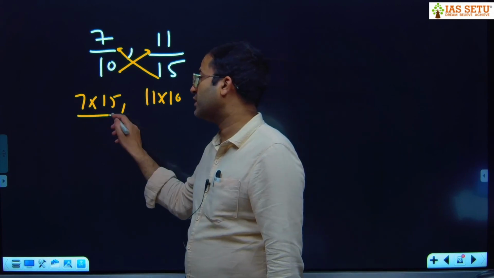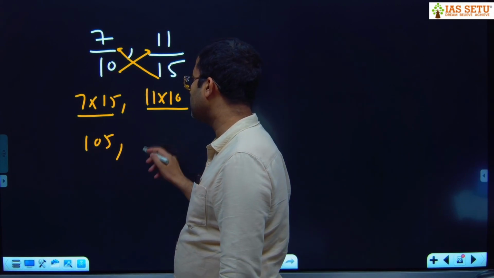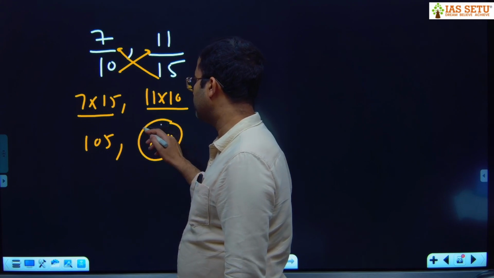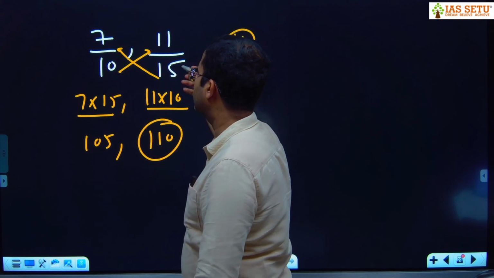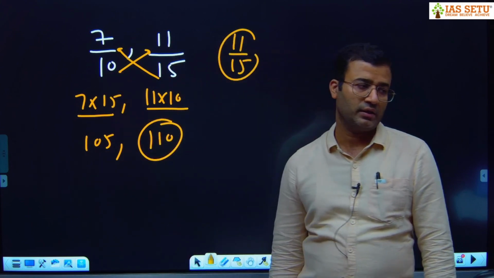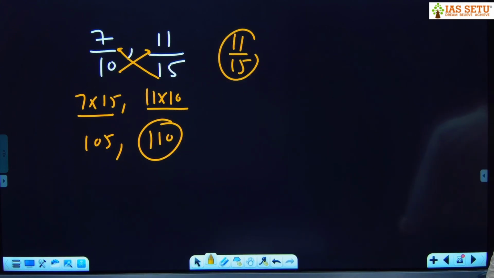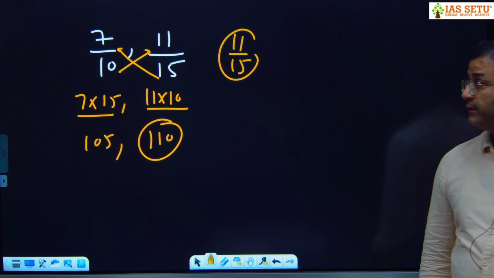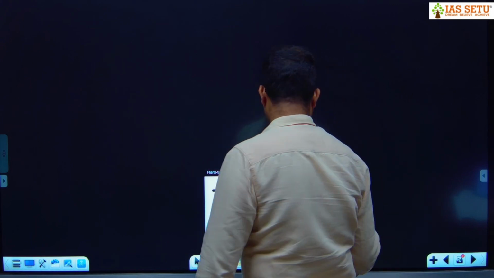So here what is 15 into 7? 105. What is this? 110. Which one is larger? 110 is larger. So 11/15 is larger than 7/10. So 11/15 is larger actually. Now you try. I am asking you now.